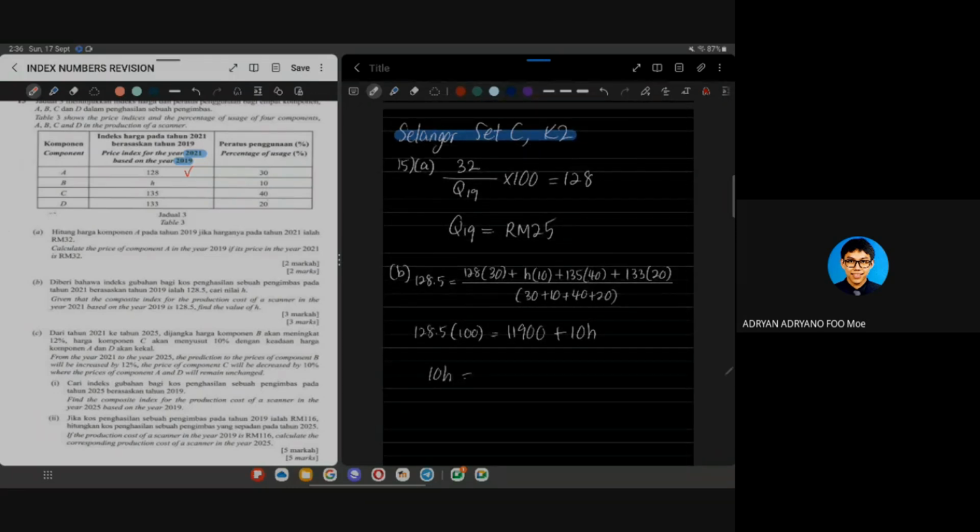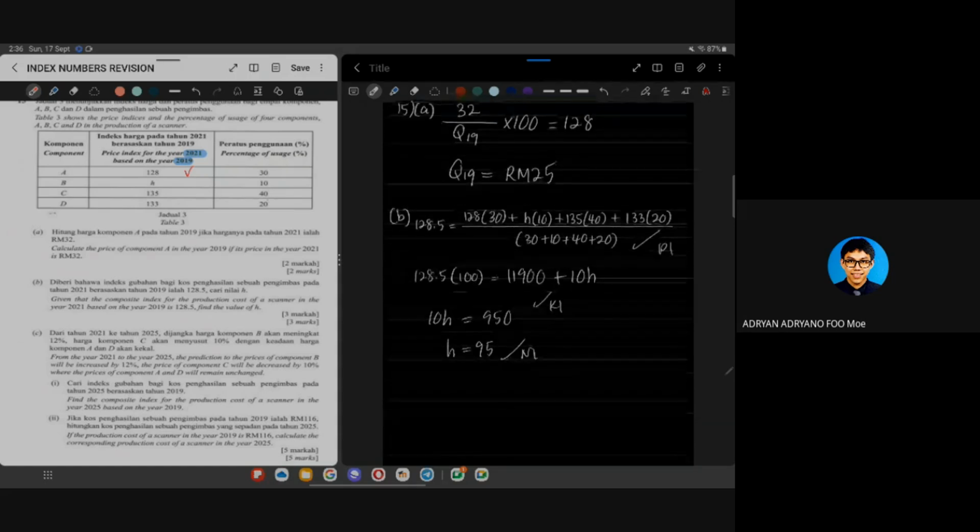Okay, 10H would be 8.5 times 100, which is 850. So H is 95. Okay, this is your answer. So here you can get 3 marks. 3 marks how? P1, and when you simplify, you get K1 here and 1. P1 why? Because of the concept about composite, whereby you know that composite index means the sum of the index times the weightage, divided by the sum of weightages. You get the concept mark P1. Okay, so the answer is 95.